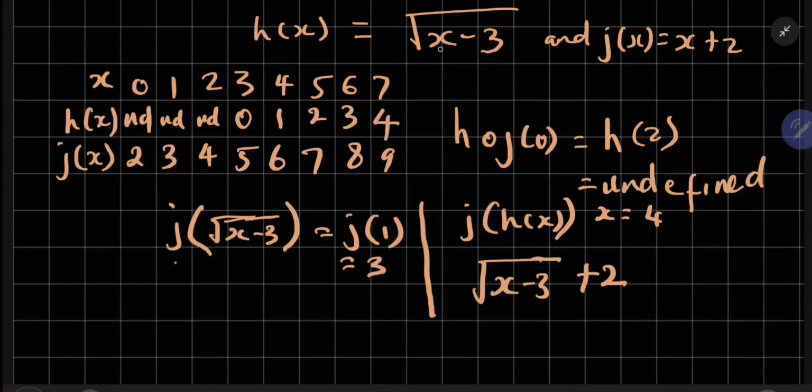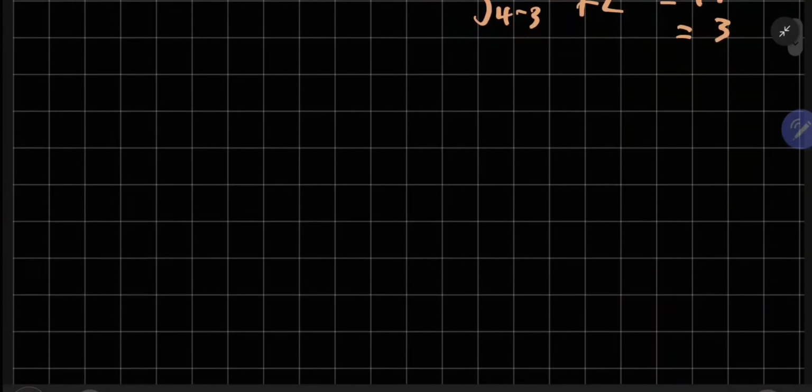h of x is root of x minus 3. Because this is an input, consider h of x an input of j, and j is x plus 2. That means for x, we're going to replace it with h of x. So this is what we have, and where x is 4, you have root 4 minus 3 plus 2, 1 plus 2, which is 3. I've given you 3 ways of solving composite functions. So let's also look at how we solve this when we are given functions instead of a table.